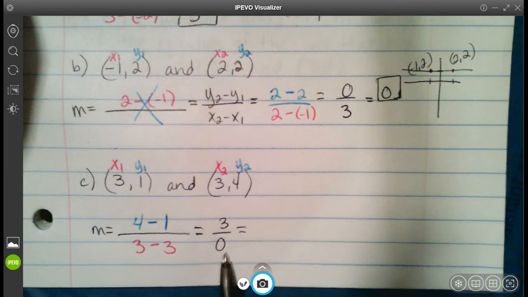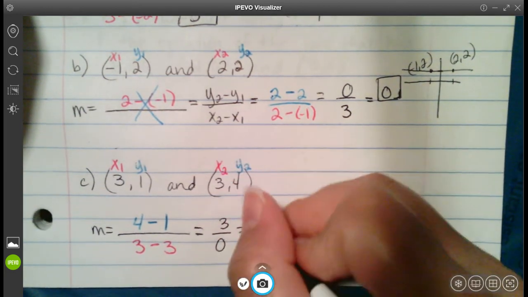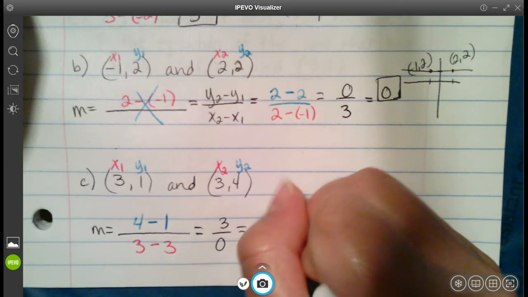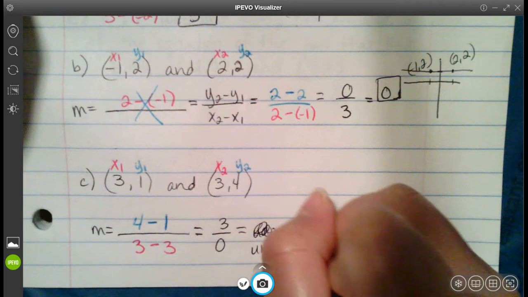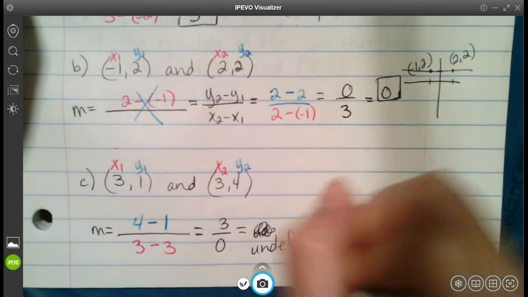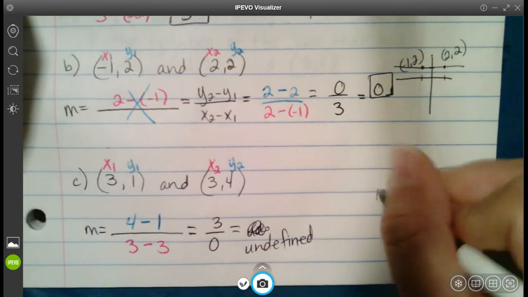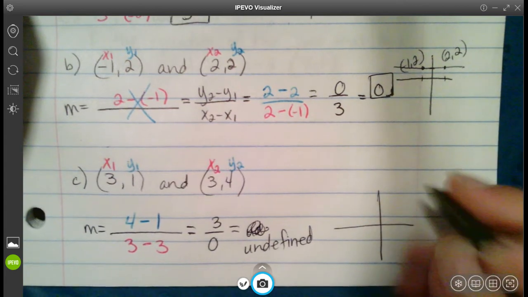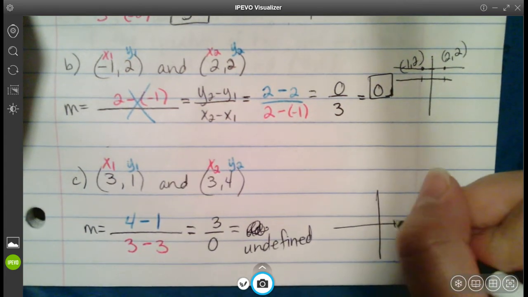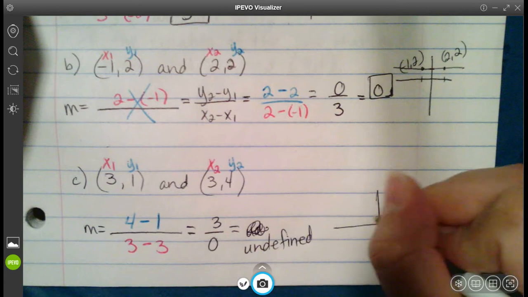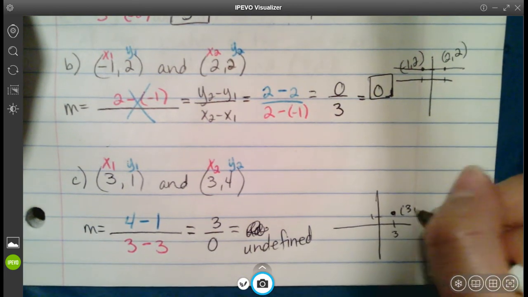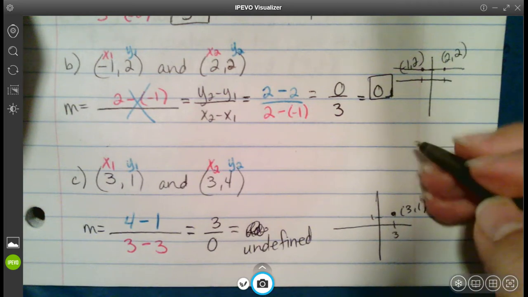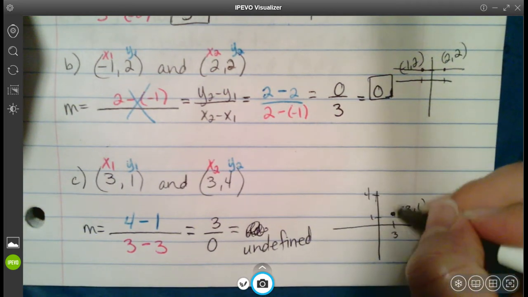Is it possible to divide by 0? It is not. So this one, oh, I don't know how to spell, is undefined. Okay. And if we look at the graph, we can plot it and check. (3, 1) is somewhere maybe right here. Okay, so we can say (3, 1) is right there. And (3, 4) is a little bit higher up.